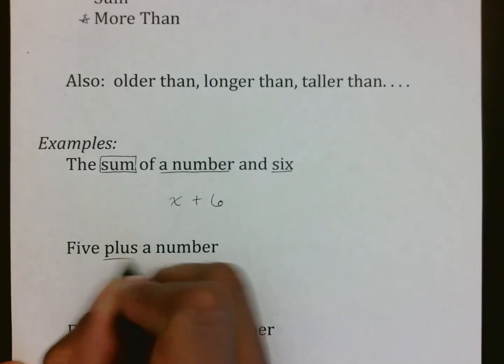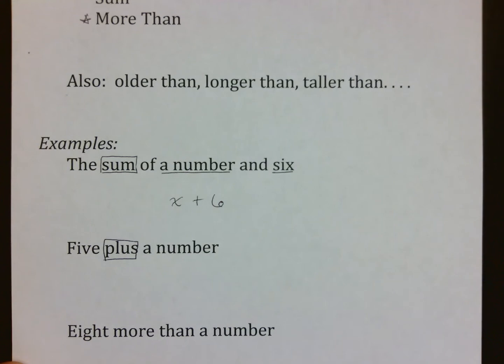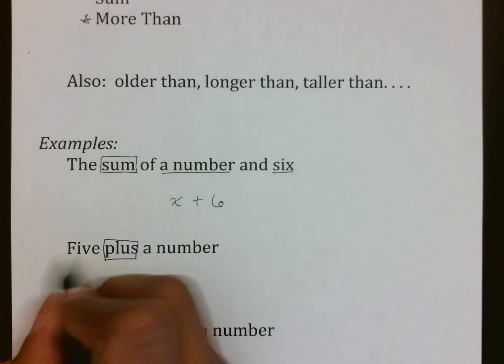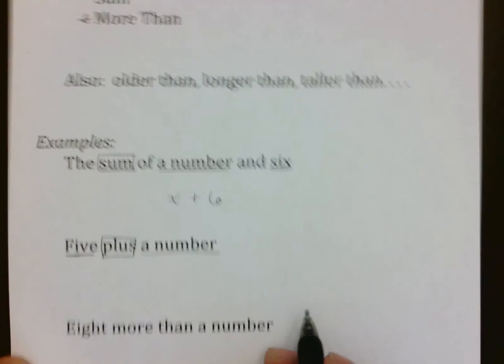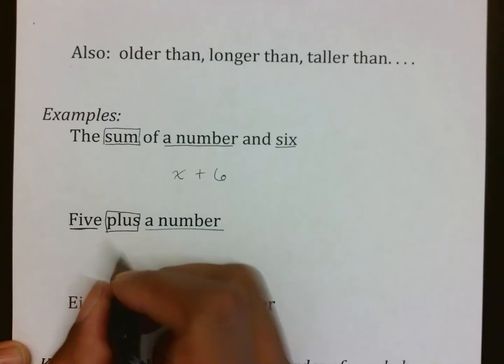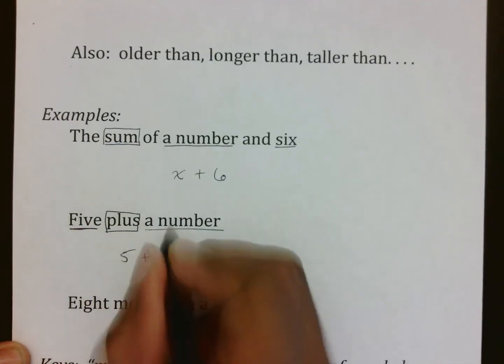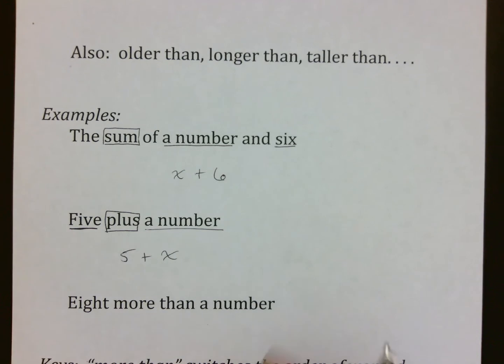5 plus a number. In this one, my operation word is plus, and so we put a box around plus. Our number values are 5, and again, a number, we don't know what that number is, and so we simply put 5 because 5 was first, plus a number represents x or n or some other variable.